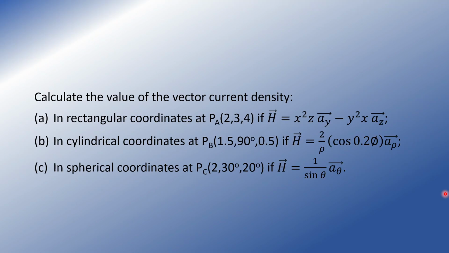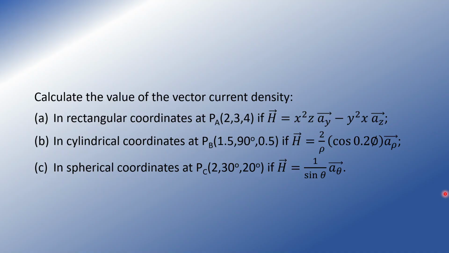Let us verify the solution. Calculate the value of vector current density, which is J vector, which is nothing but given by curl of H. And we have the H vector given in all the 3 coordinate systems. We are aware that the formula for the curl of H in all the 3 coordinate systems will be given. We just have to substitute the given parameters, differentiate accordingly and solve it to get the answer.